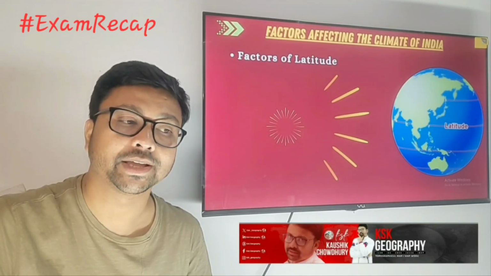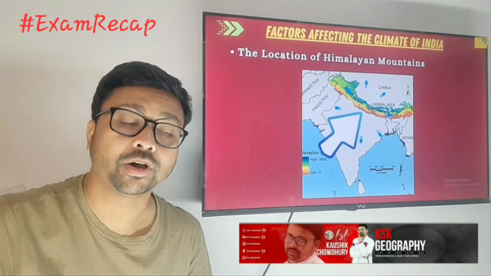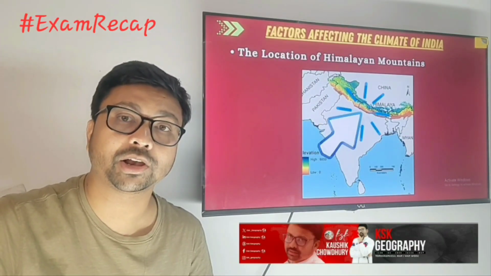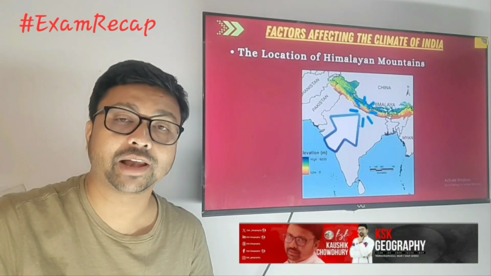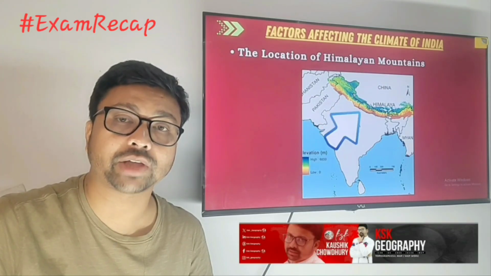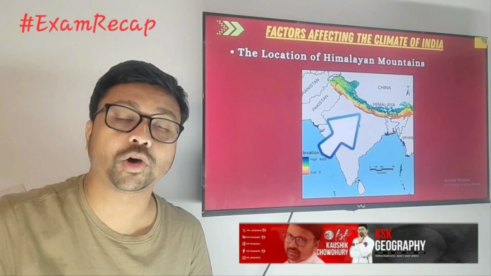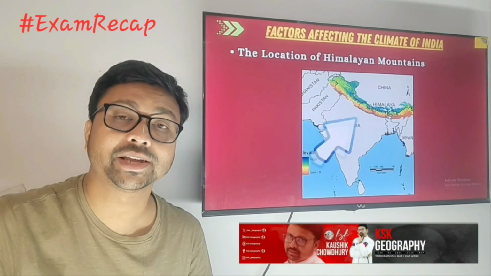and as you go from south to north, the temperature will be decreasing. Next, you need to know about the factor of Himalayan location. The Himalaya plays a very important role. It helps in 2 ways. During the advancing monsoon or summer season, it blocks the southeast monsoon and it gets rain.